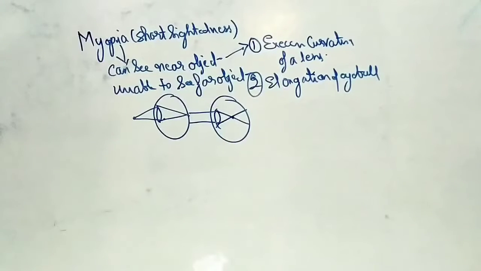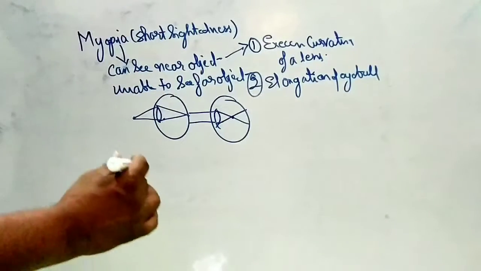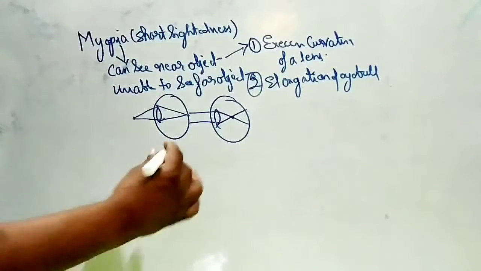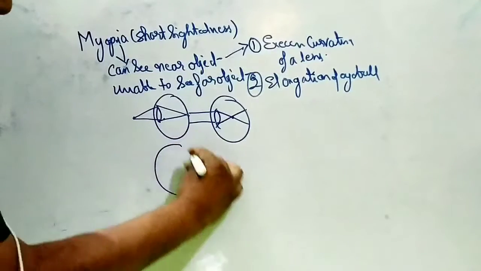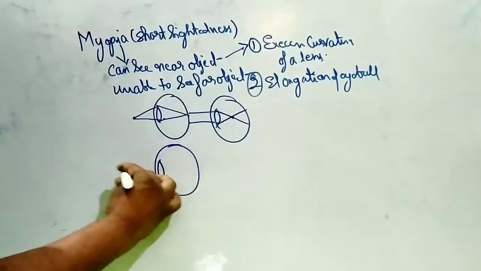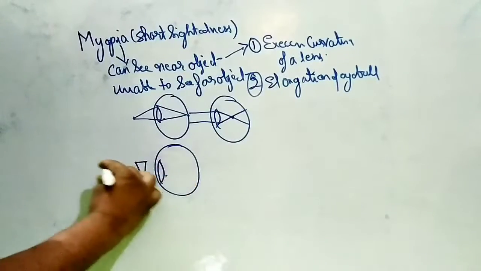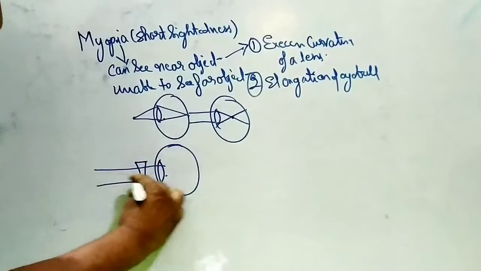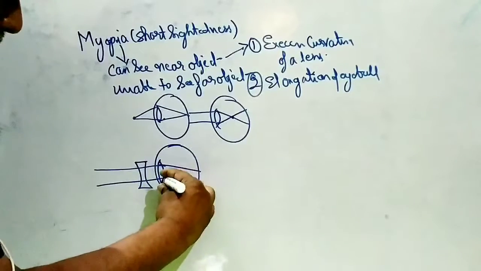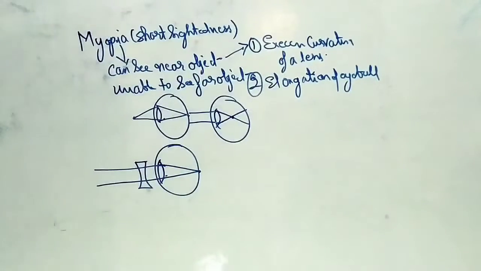This defect is being removed by using a concave lens. Which lens? Concave lens. If you are using a concave lens, so the rays which are coming will meet at a point on the retina and the object can be seen clearly. So this defect is called as myopia.